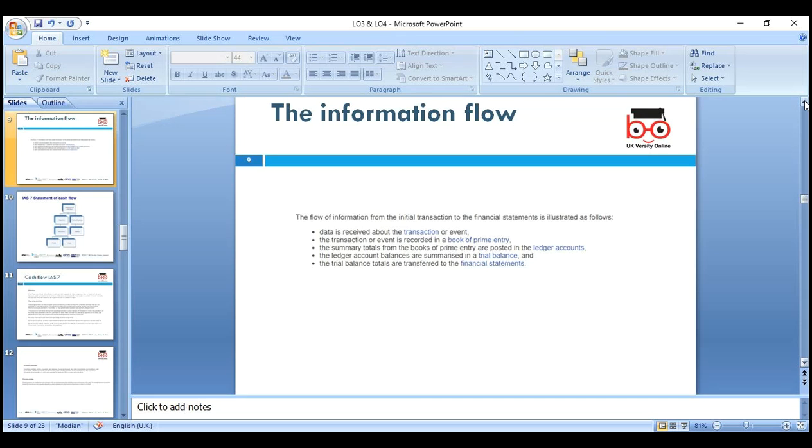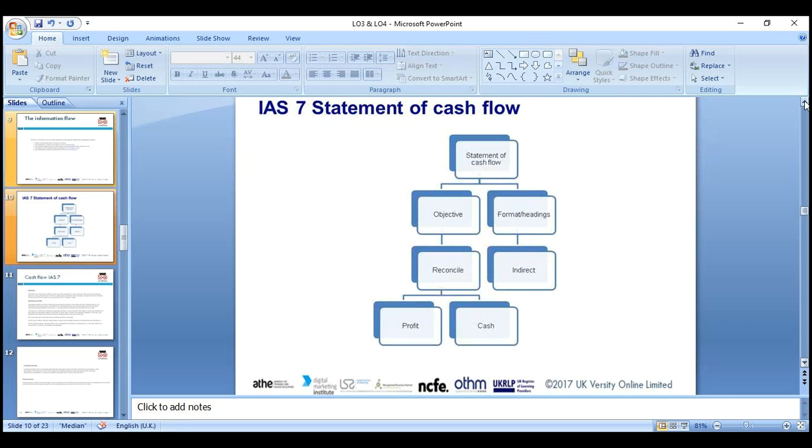If you're a bookkeeper, you work up to the trial balance, and then the accountant's role starts. The accountant prepares the financial statements from the balances given in the trial balance, with some adjustments if required. The financial statements, as we discussed earlier, include the cash flow statement, balance sheet, profit and loss, and statement of changes in equity. All of these come under the financial statements.